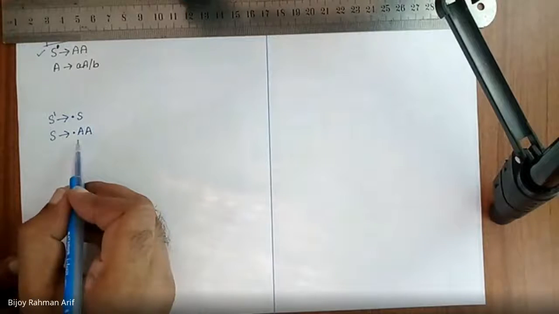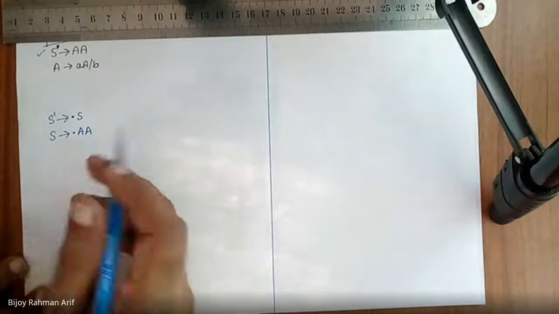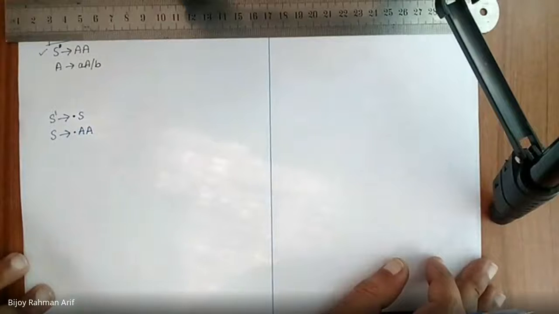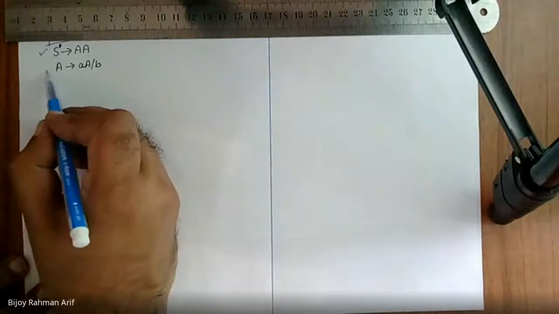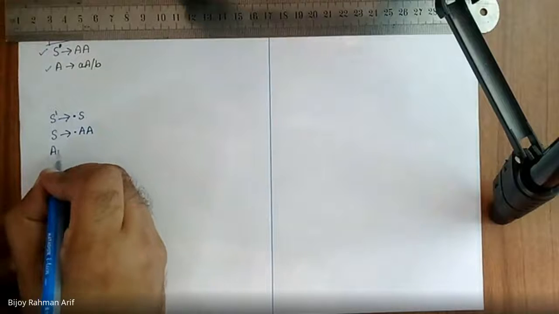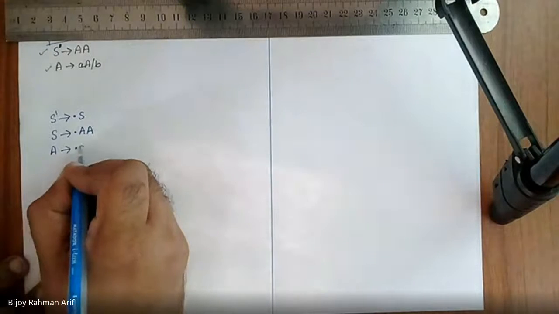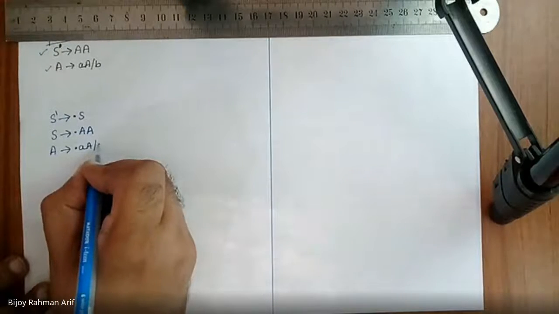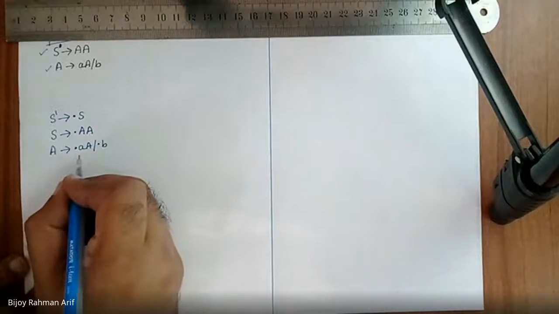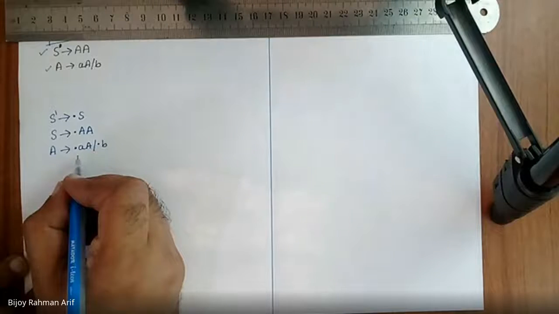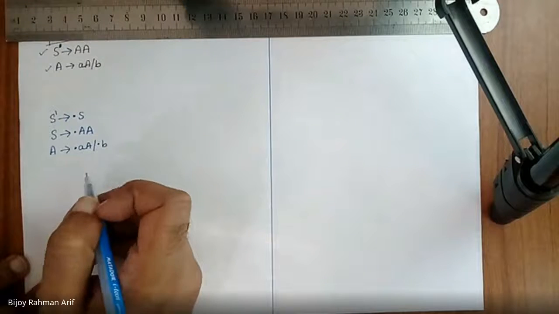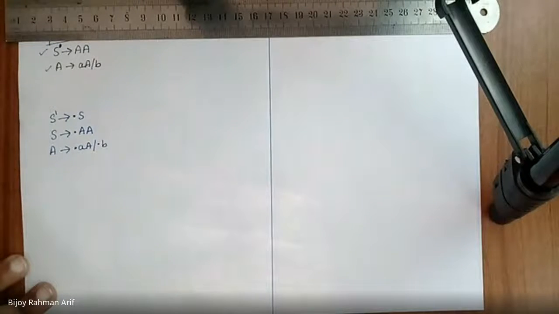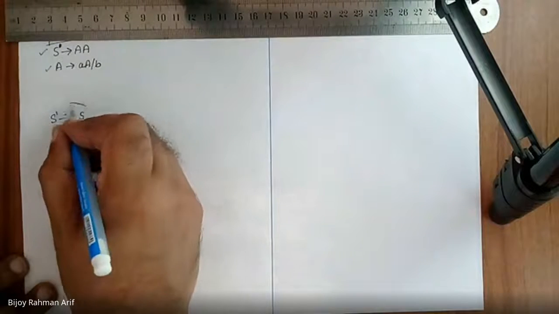Now just after closure there is an A. So which rule do we have to find? We have to find those rules which have A on the left hand side. This one. So A derives. What is after closure? Small a and small b, they are terminals, so they can never appear on the left hand side of the product. So we are done with the closure.